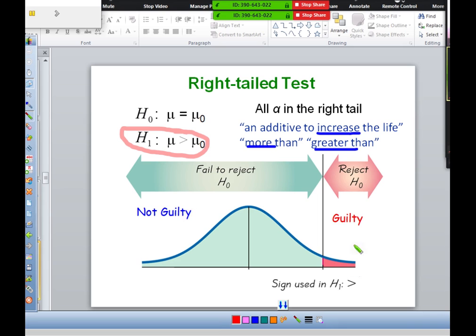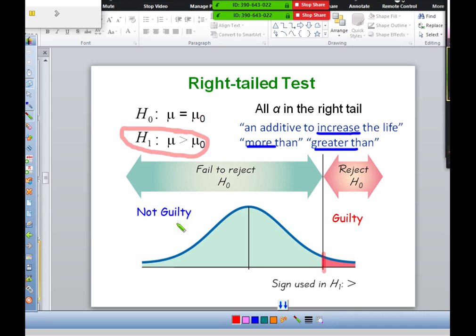That means you're going to have a right-tailed test, with your critical value right here, and you're going to shade on this right side over here. Sorry, this right side. I keep doing that. This will be your guilty area if you get a test stat out this way, and this over here will be your not guilty.